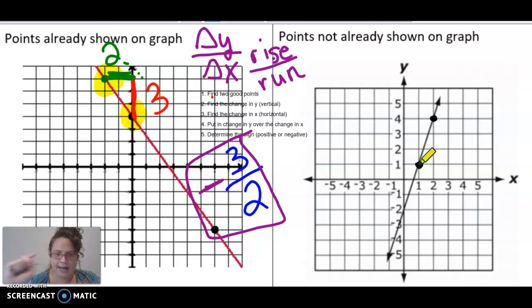All right, so now that I've got my 2 good points, or my 2 pretty points, we want to find the change in y and the change in x. So we're going to do our staircase. Starting with our rise, we have to rise 1, 2, 3. We have to rise 3 times. So that's our change in y, or vertical, our rise. Now we have to do our run, which is our horizontal, or our change in x, and we only had to move over once. So our run, our change in x, our horizontal change, is just 1.